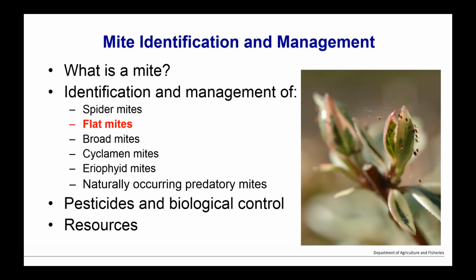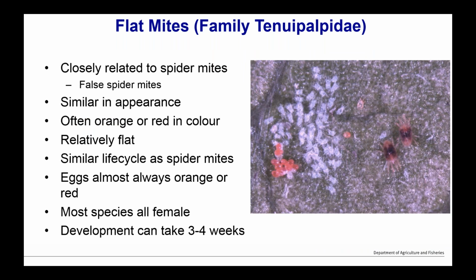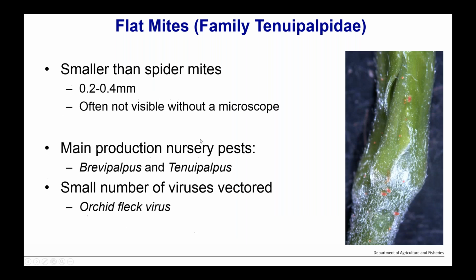Okay, so the next group of mites we'll talk about are flat mites. Flat mites are less common than spider mites, but they can be found from time to time. They're in the same group, the same superfamily as spider mites, so they're often called false spider mites. They have a roughly similar appearance, but as the common name suggests, they are relatively flattened, and often they are orange to red in color, but not always. Their eggs are almost always that orangey red color, quite bright and characteristic. Most species that you'll find do not have males. They're almost all females, and their development is a bit slower than spider mites. It tends to be about 3 to 4 weeks.